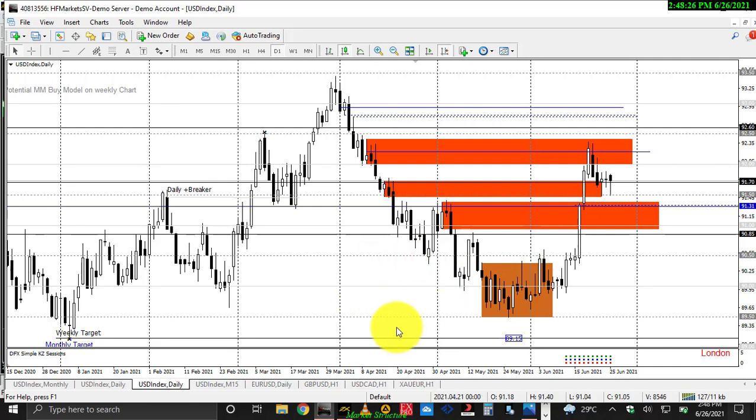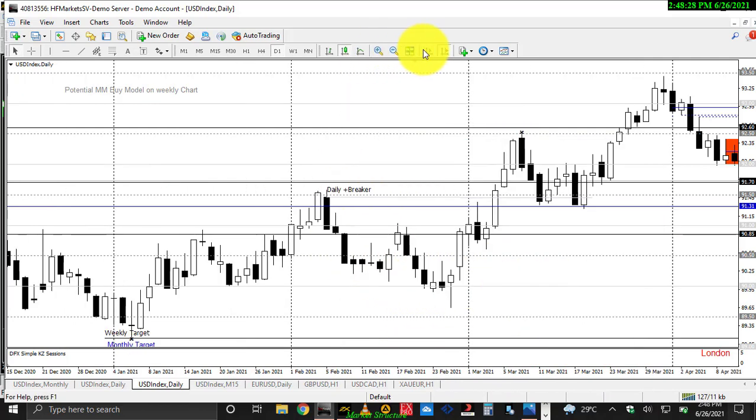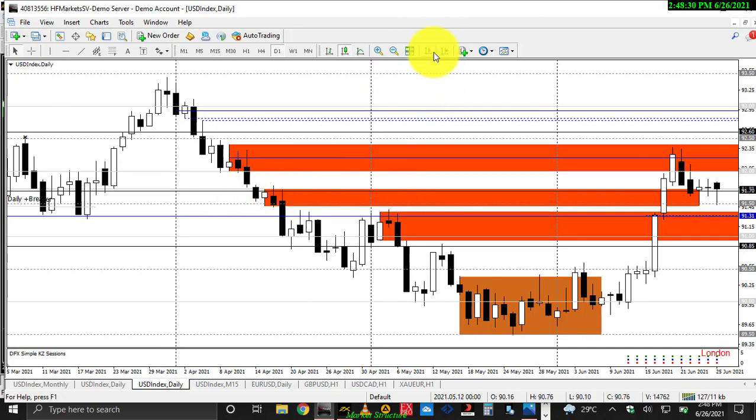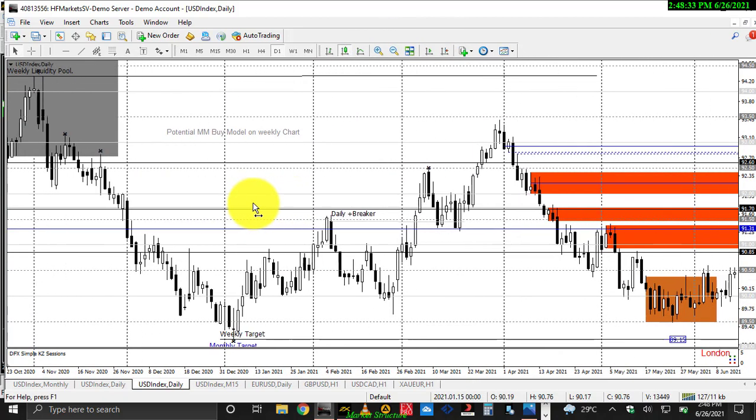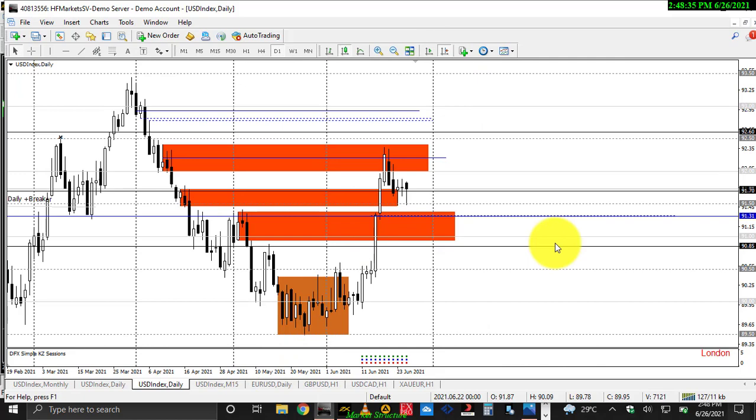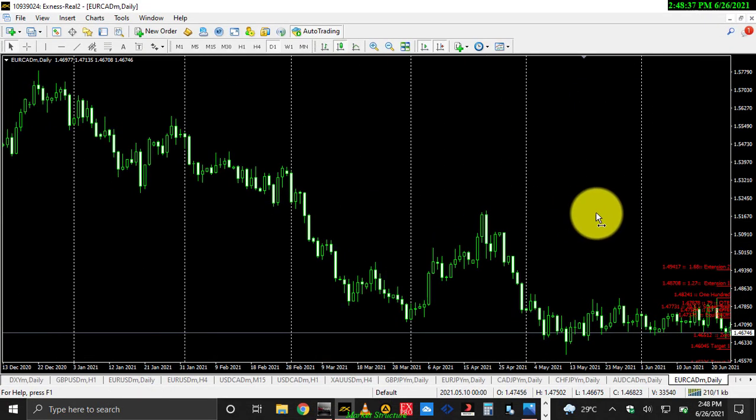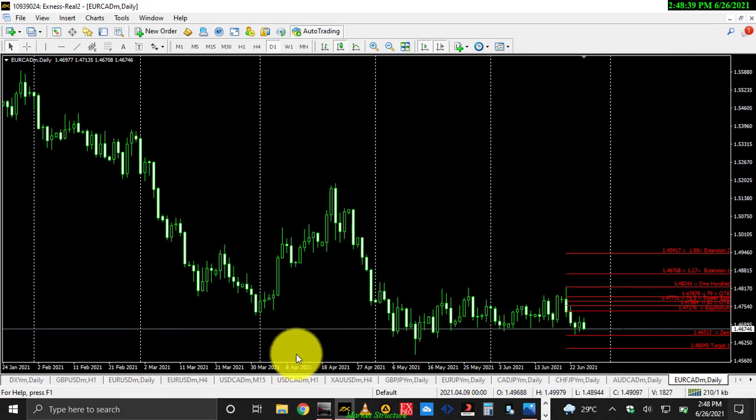Okay, so let's go straight to market structure. What is market structure? When you want to consider market structure, you want to know where price has traded from and where it is currently going. You also have to know your swing points. When you say a swing high or a swing low, what does it mean?